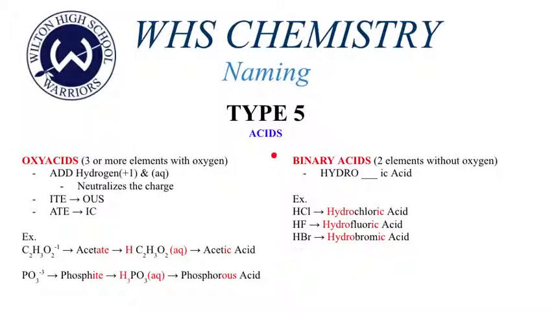Now, we have binary acids. These are two elements without oxygen. The rule for this is we add hydro to the beginning, and then we change the ending to ic, and then we add acid. An example of this would be HCl, hydrochloric acid. Chlorine has a charge of a -1, so then you add a hydrogen because it's +1, and then you name it hydrochloric acid. And the same thing with hydrofluoric acid and hydrobromic acid.